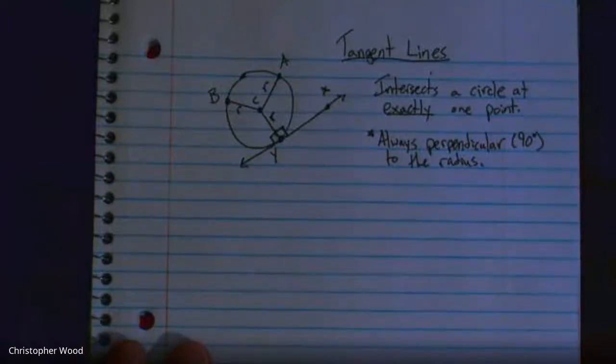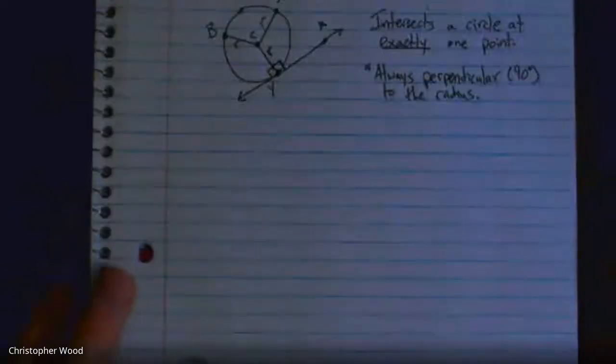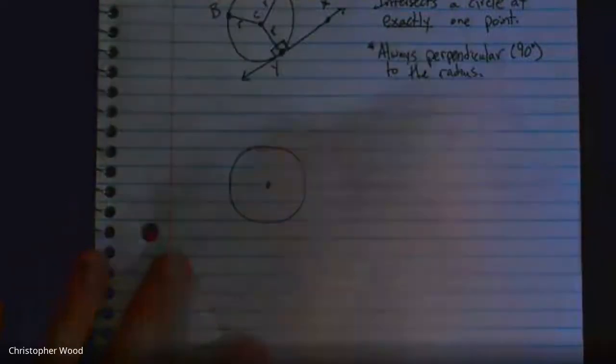Now, what that does for us is it brings up a couple of interesting properties, some things that we can do with tangent lines. Can we identify if they're tangent or not? And we can create some right triangles to figure that out. So let's take a look at an example of how we can apply that information.